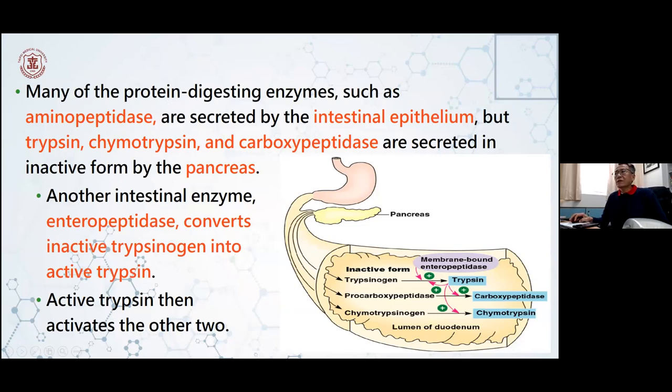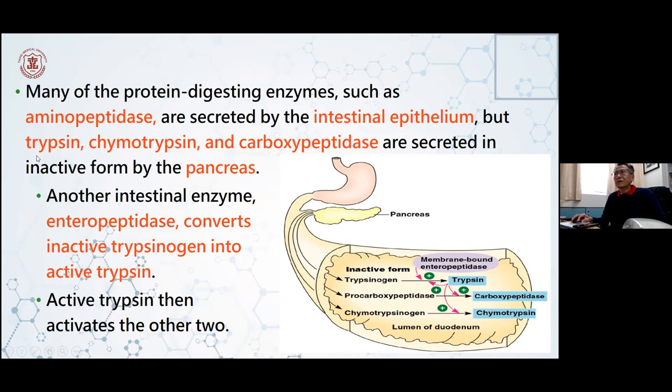So there is a figure here. So the many of the protein digestive enzymes, such as the aminopeptidase secreted by the intestinal epithelium, and the trypsin, chymotrypsin, and the carboxypeptidase are derived from the pancreas. So the different parts release the different enzymes. The aminopeptidase from the epithelium of the small intestine, and the trypsin, chymotrypsin, and the carboxypeptidase secreted in the inactive form by the pancreas.